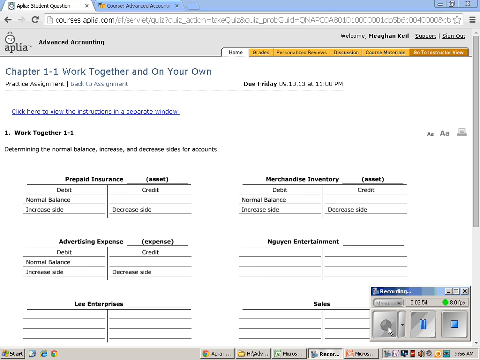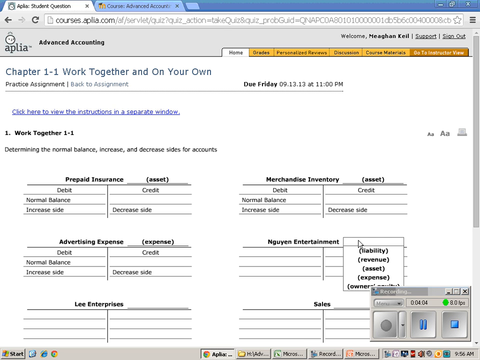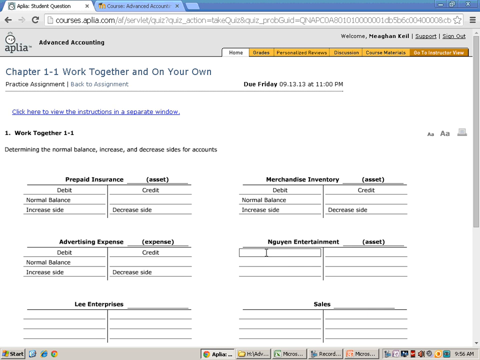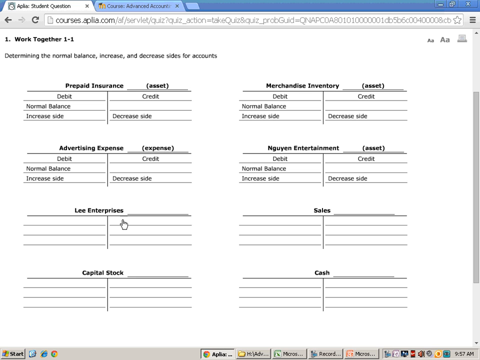Okay, moving on to an accounts receivable account. And in the textbook, in parentheses, they'll tell you that Nugent Entertainment is an accounts receivable. So an accounts receivable is going to be an asset. Again, always we got the debit being the left, the credit being the right. So with an asset, your normal balance side is your debit. So your increase side is your debit, your decrease side is a credit. Again, all your assets, prepaid insurance, merchandise inventory, accounts receivable, will always be the same.